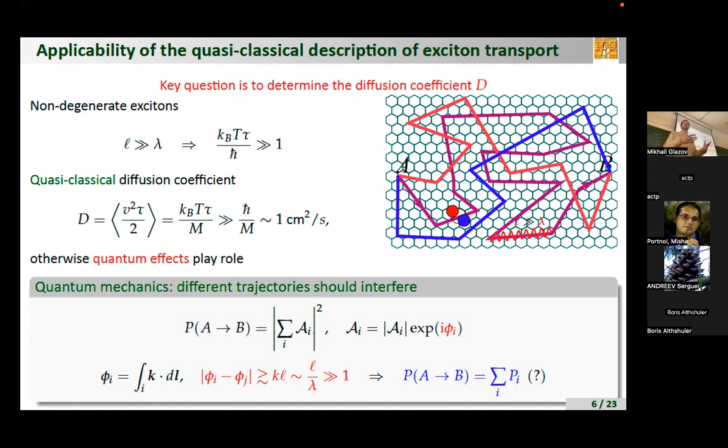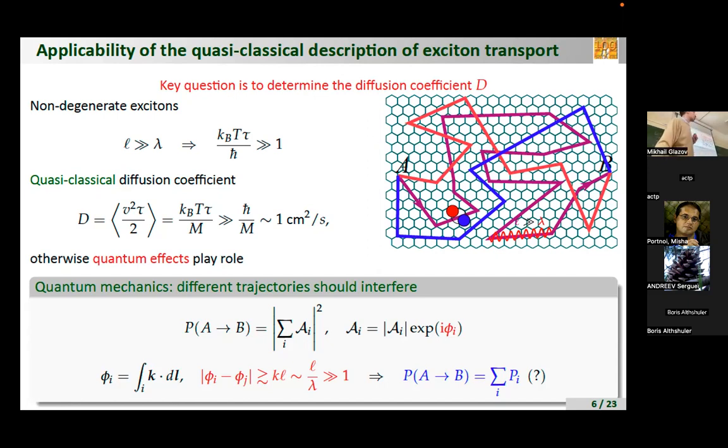So it looks as if you can safely neglect all quantum effects, and indeed you can say that once excitons go from A to B, you should simply sum up classical probabilities. And if you do so, you of course obtain this value for the diffusion coefficient, and you actually just get the diffusion law.